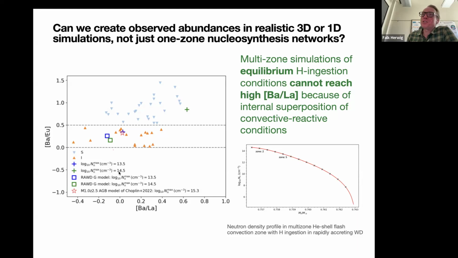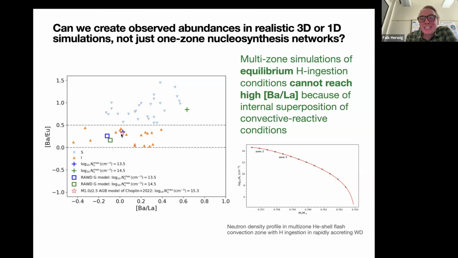But if we do the nucleosynthesis in the hydrodynamic or multi-zone, 1D multi-zone simulations, even the ones that have these high neutron densities end up having low barium over lanthanum ratios. And our models are agreeing with models, for example, by Arthur Choplin, who has a maximum neutron density which is even higher, yet this red star, they place their result here also at barium over lanthanum of 0.